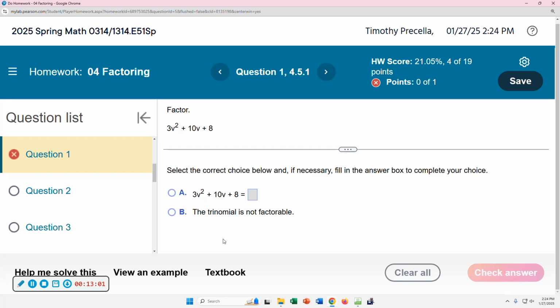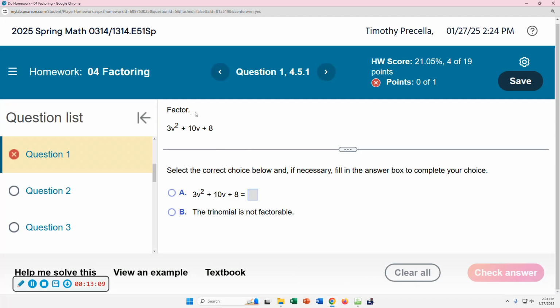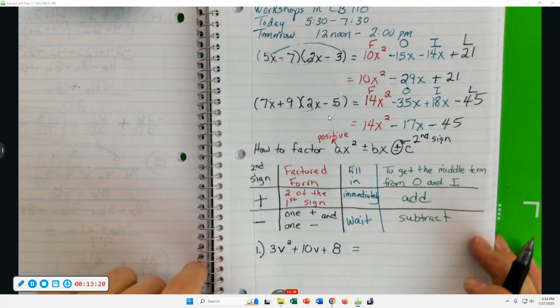Plus 10v plus 8. And the instructions say factor. If the instructions say factor, your answer is going to be 2 sets of parentheses. Okay? So, I'm going to move this up.